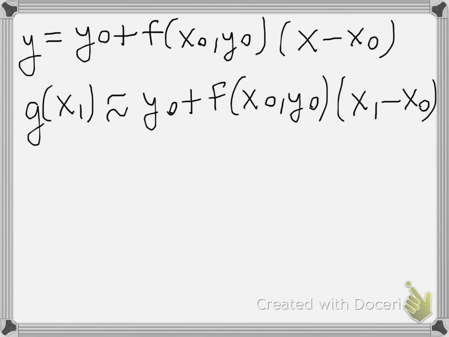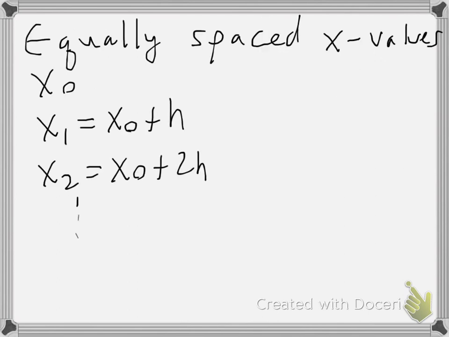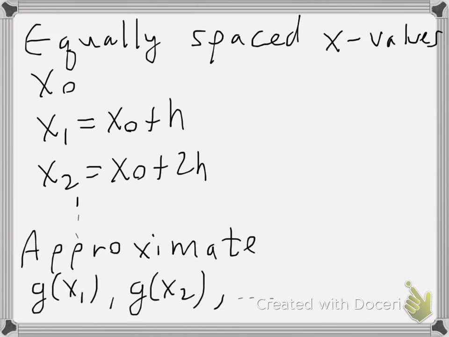So what Euler's method does is it just repeatedly applies this tangent line approximation formula to estimate the value of the solution to the differential equation at several equally spaced points. So we're supposing that we have equally spaced x values. We have our initial value x naught, then we have a value x1, which is x naught plus h, x2 is x naught plus 2h, and so to get to the next x value, you just go over the same distance h each time. And so if y equals g of x is the solution to the initial value problem, our goal is to approximate the values of g at the point x1, g at the point x2, etc.